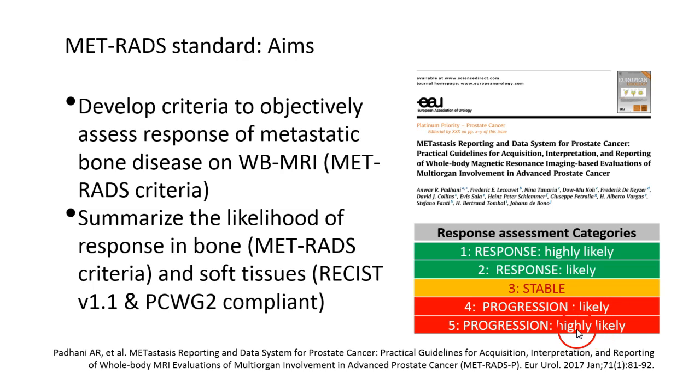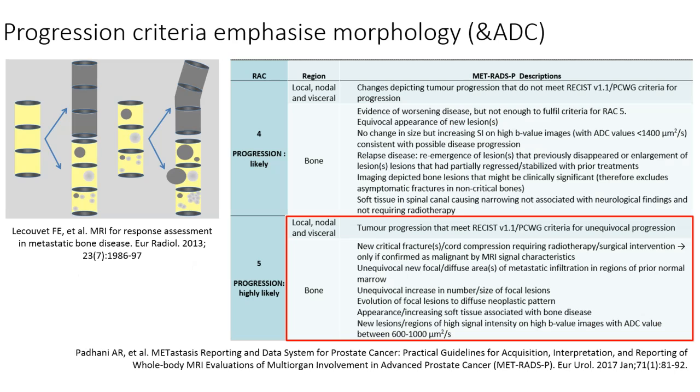And this is the threshold that we used in the RESPECT study to say that a patient was progressing. So what are the criteria for response assessment category 5? You can see the pictures here and the words here. So an unequivocal increase in number and size of lesions, the evolution of focal disease into a diffuse neoplastic process, the appearance or increase in soft tissue disease associated with bone disease. So all of us would agree.